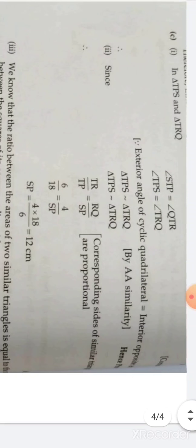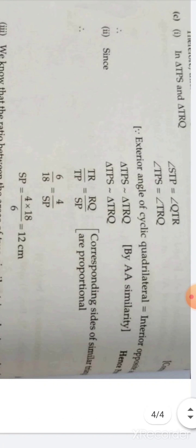We know that, first of all we have to show triangle TPS and triangle TRQ similar. So by the figure we can say angle STP is equal to angle QTR, common to both, and angle TPS is equal to angle TRQ, which are the exterior angle of cyclic quadrilateral is equal to interior opposite angle. In that relation they are equal. So triangle TPS is similar to triangle TRQ by AA similarity. As we know, in triangle two angles are equal, the third is always equal.